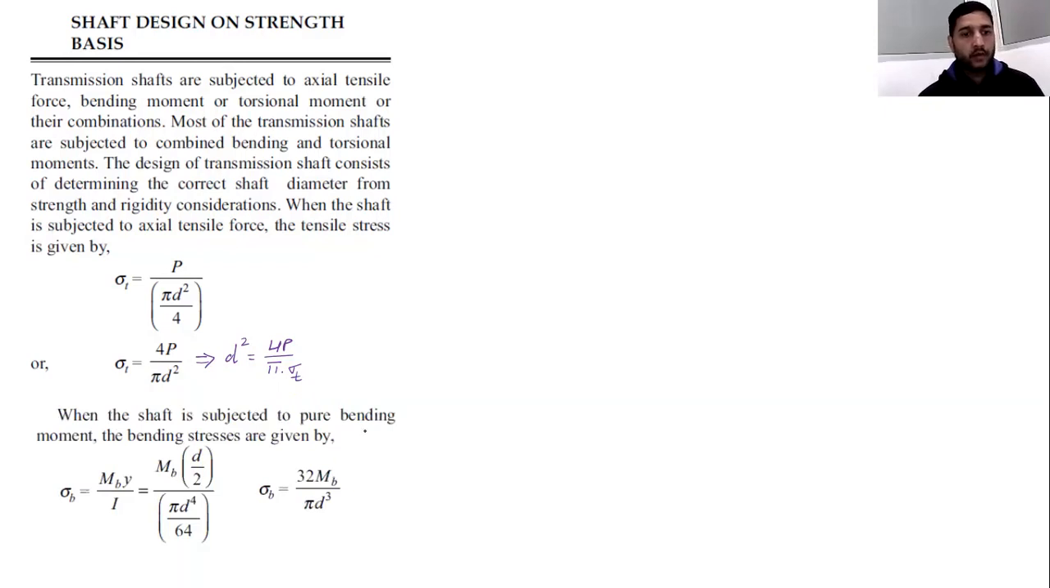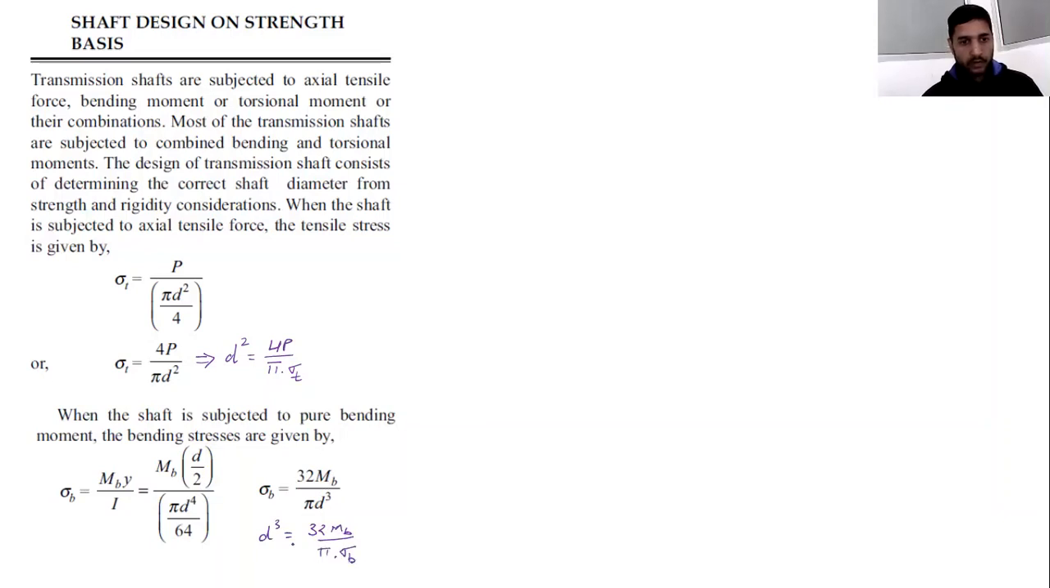Now, if the shaft is subjected to pure bending moment, we will use the bending equation, and from the bending equation we know sigma b is equal to M b y upon I. You are now very much familiar with this bending equation. After solving this, we can get the bending stress as 32 Mb upon pi d cube. So in order to find out d, we will use this formula: d cube equals 32 Mb upon pi into sigma b.